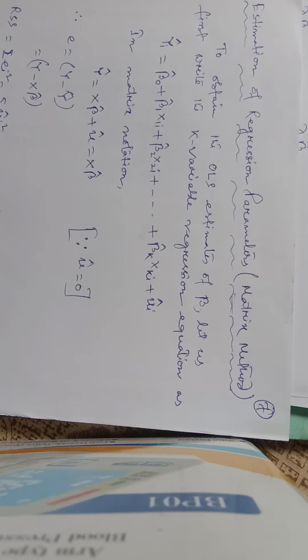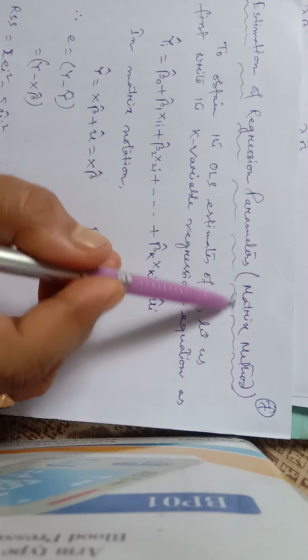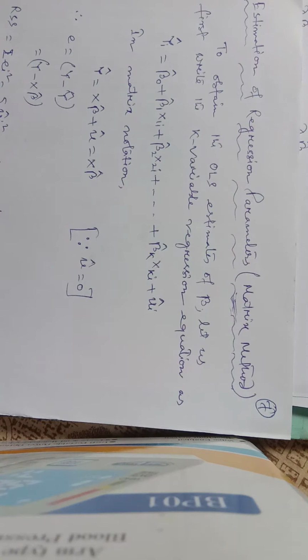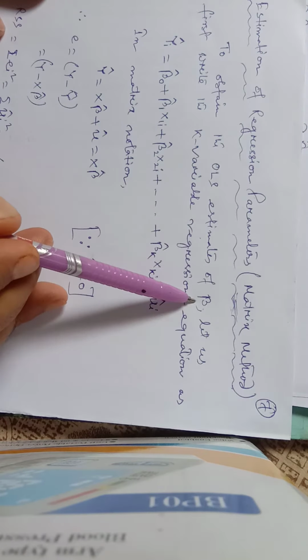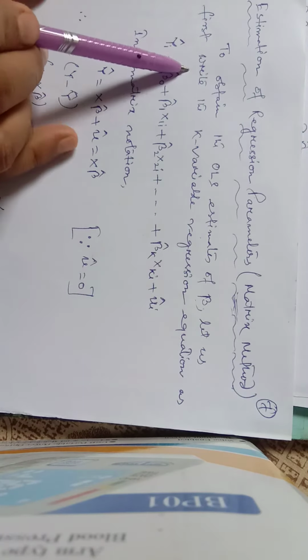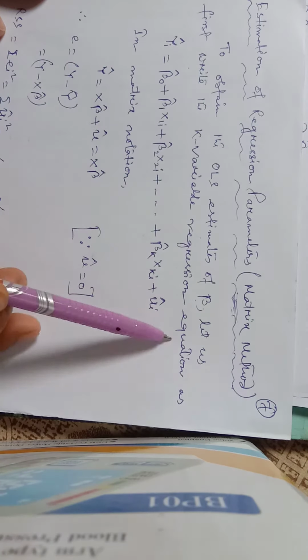So in this video we shall see how to estimate the regression parameters in case of k number of explanatory variable regression models. So taking the matrix method, we shall discuss how to estimate the regression parameters. So as usual, to obtain the OLS estimates of betas, let us first write the k variable regression equation as.